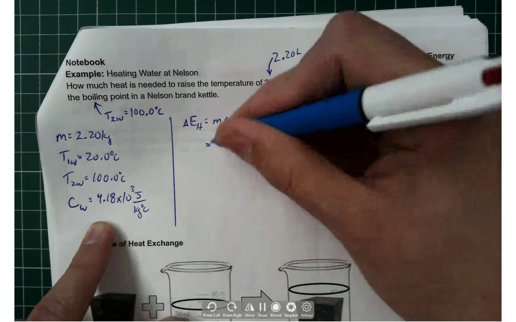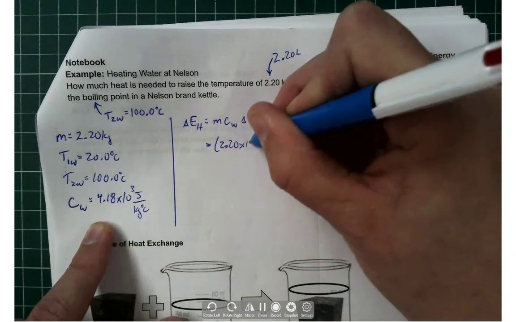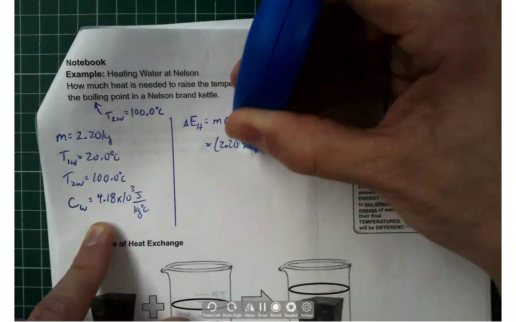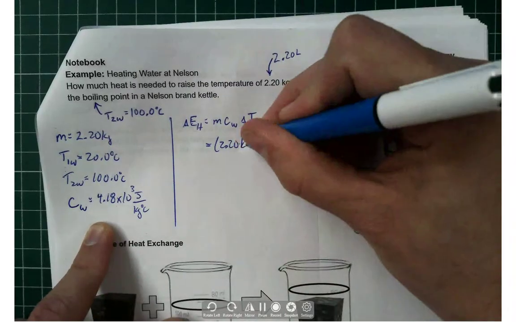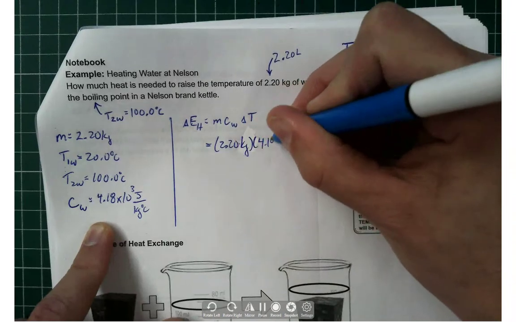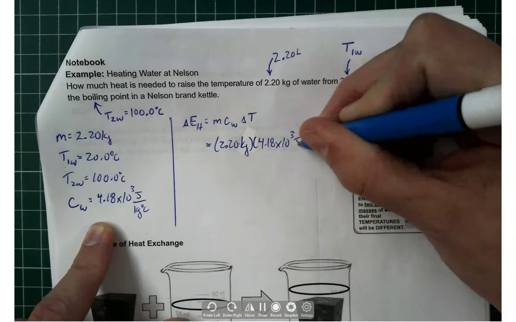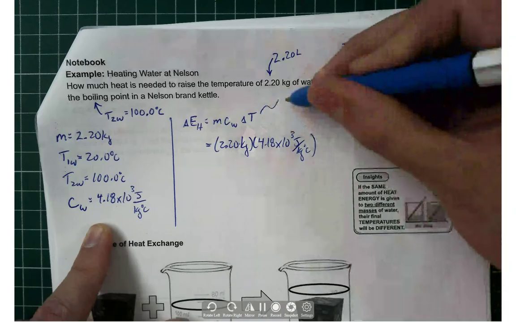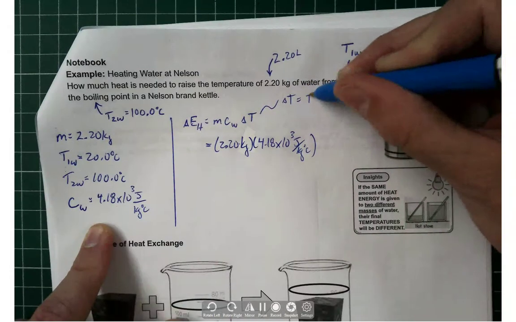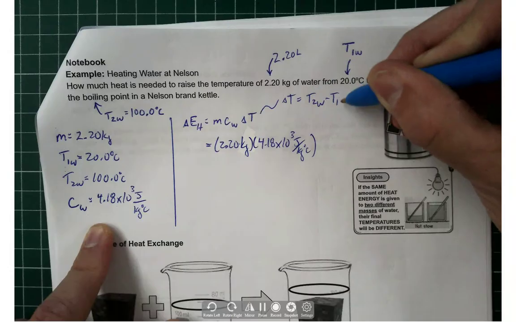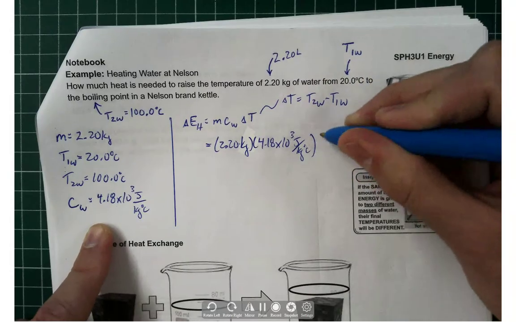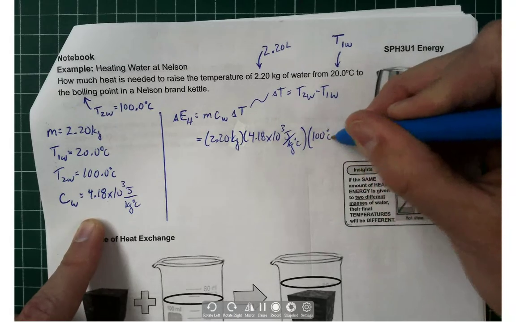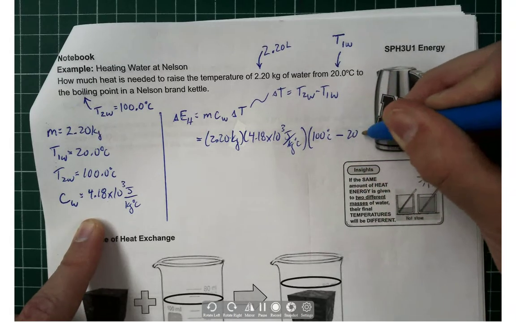Anyway, I sub in my values. 2.20, oh no, it's not times 10 to the power of, it's just 2.20 kilograms, isn't it? 2.20 kilograms times 4.18 times 10 to the power of 3 joules per kilogram degrees Celsius times, remember, delta T means T2 water minus T1 water. So I have to be able to decode the math to be 100 degrees Celsius minus 20 degrees Celsius.